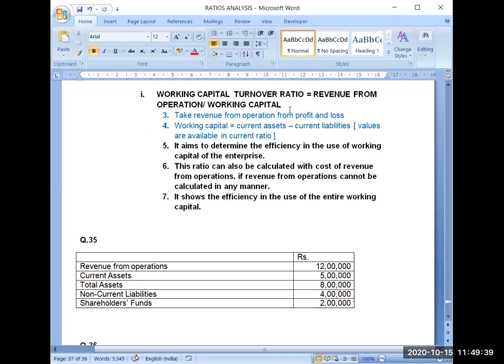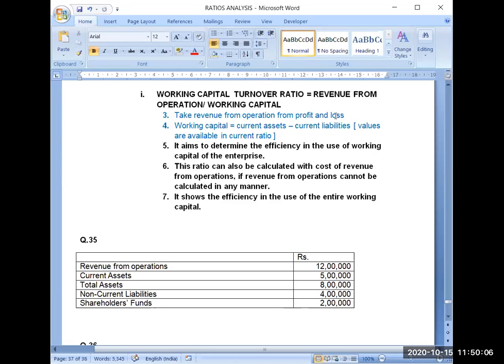Now how will you get revenue from operations? Revenue from operations will be available in the statement of profit and loss if you are calculating it for your project work. And then for working capital, you can take current assets total and current liabilities total in the balance sheet. You will get it easily. You have also calculated current ratio, and there you have written the value of current assets and current liabilities. So you can easily calculate your working capital.